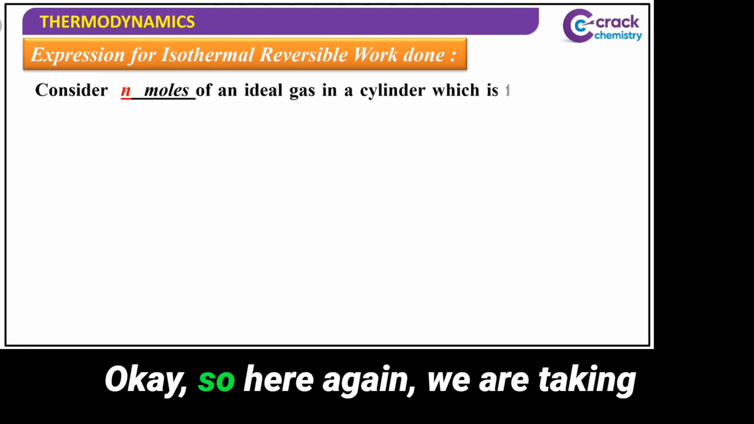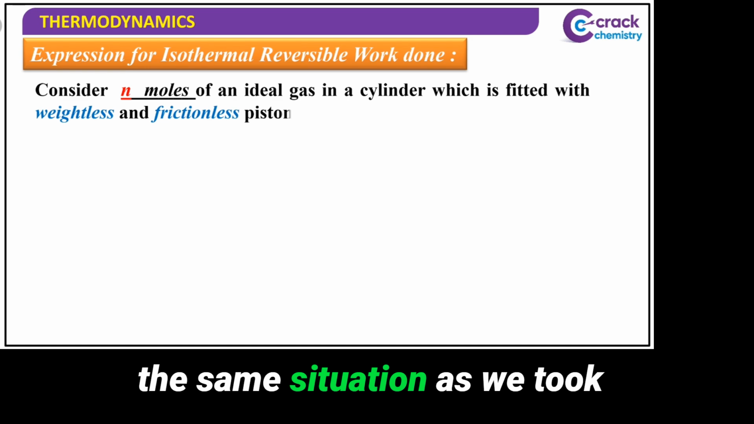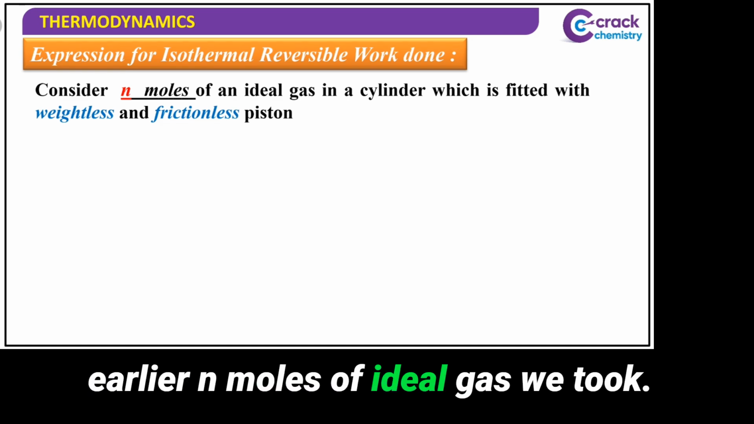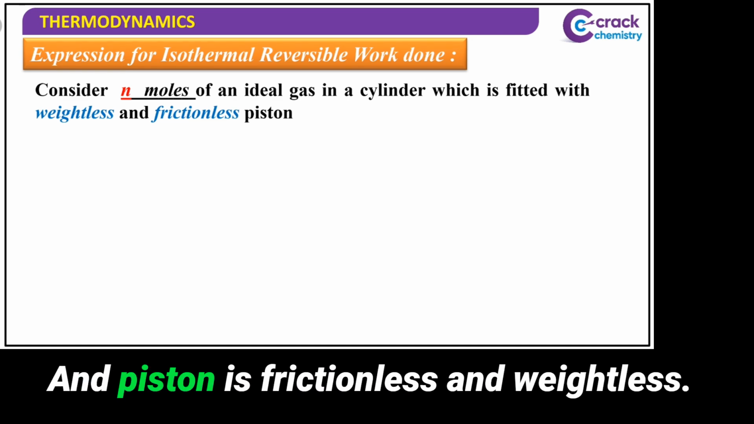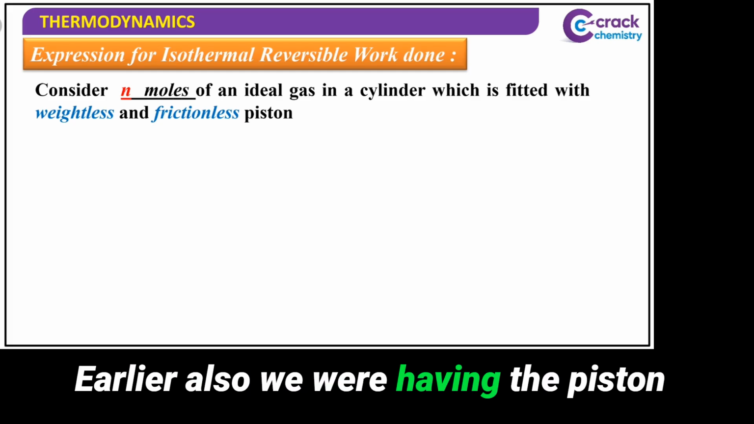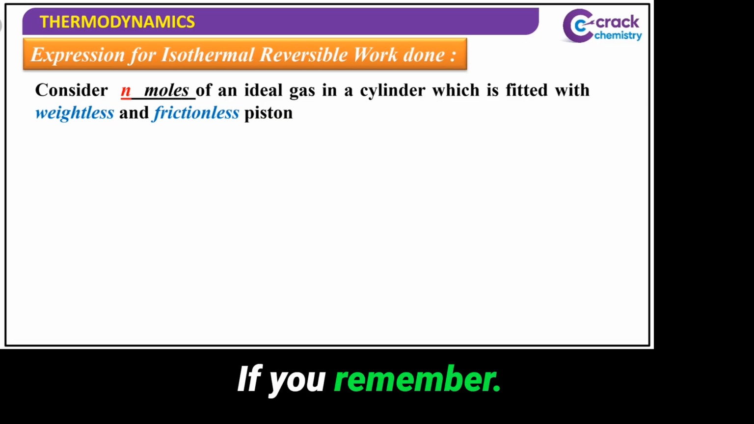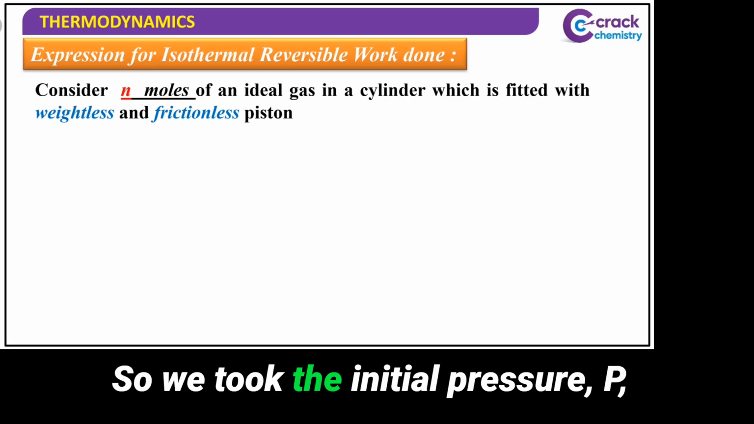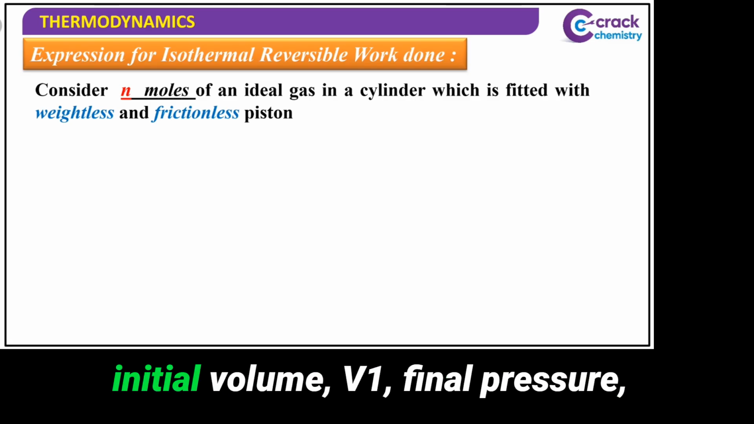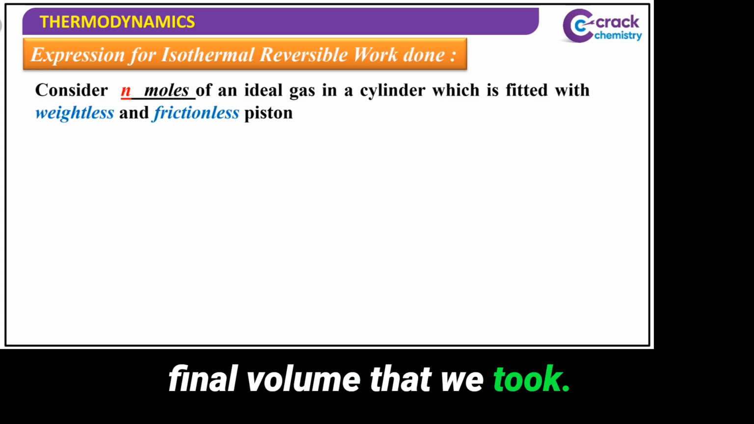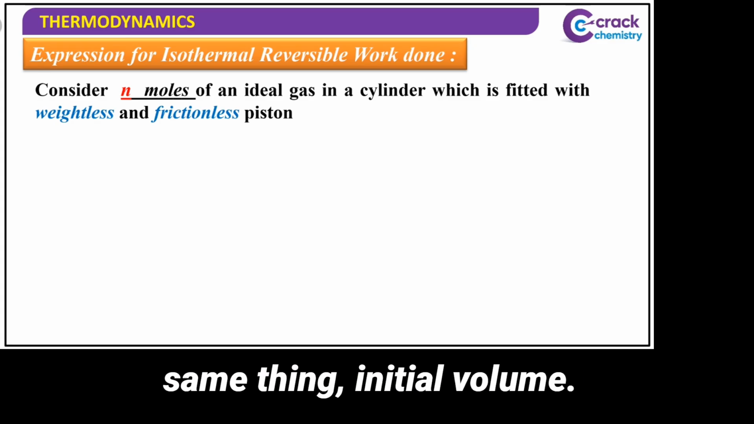Okay, so here again we are taking the same situation as we took earlier. N moles of ideal gas we took, and the piston is frictionless and weightless. Earlier also we were having the piston and we were expanding the gas, right? If you remember, we took the initial pressure P, initial volume V1, final pressure, final volume. So here also let us take the same thing.